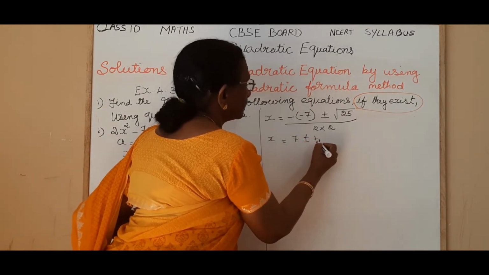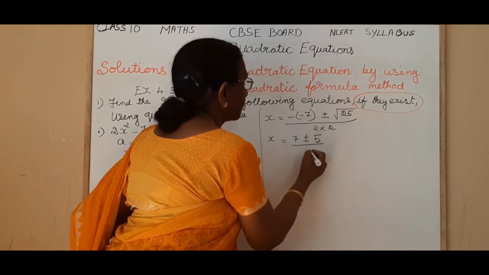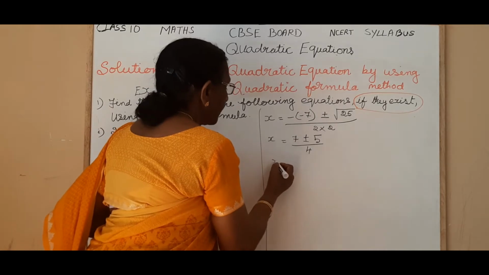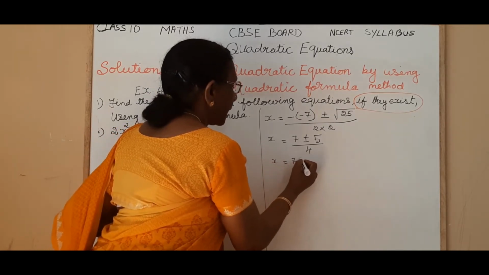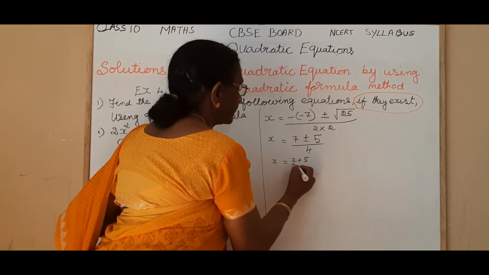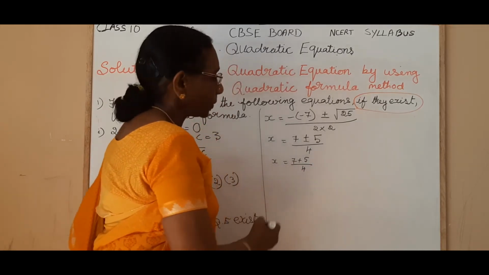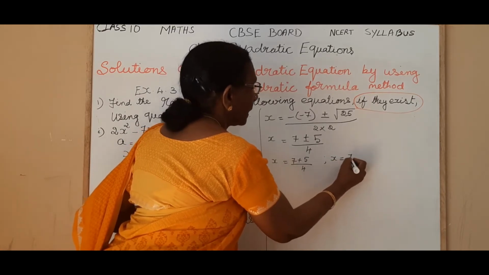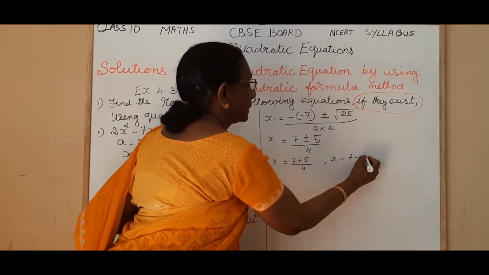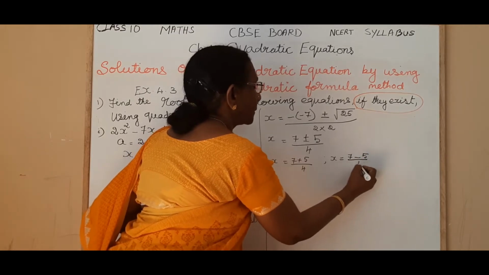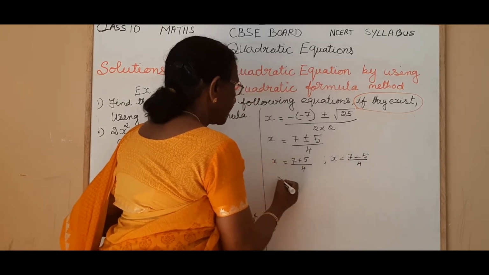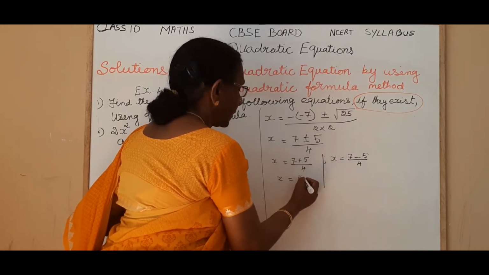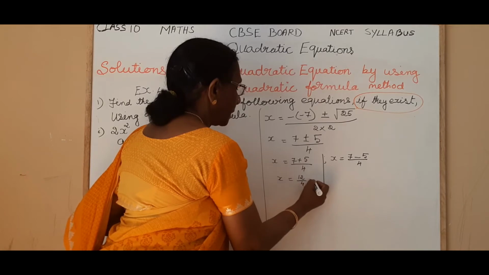5 by 2 2s are 4. So there are two conditions. One is what? x is equal to 7 plus 5 by 4. The other one is x is equal to 7 minus 5 by 4. So when x is equal to 7 plus 5 by 4, x is equal to what? 12 by 4, that is equal to 3.